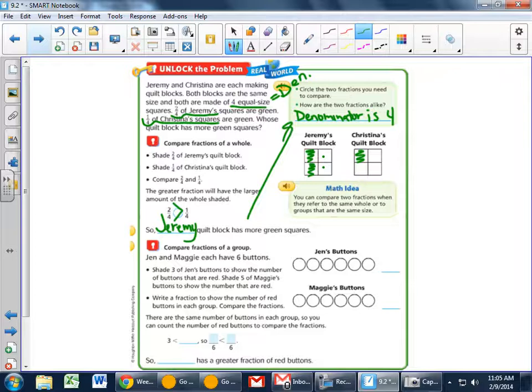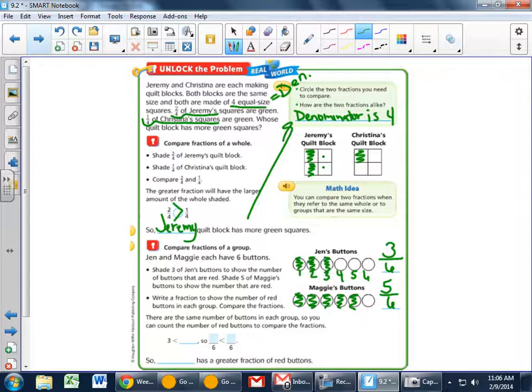Okay? Compare fractions of a group. Jen and Maggie each have 6 buttons. Shade 3 of Jen's buttons to show the number of buttons that are red. Okay? So we're going to shade 3 of Jen's buttons that are red. Shade 5 of Maggie's buttons to show the number that are red. Write a fraction to show the number of red buttons in each group. So looking at Jen's, we have 1, 2, 3, 4, 5, 6 as our denominator, and we colored 3 of them. And if you look at Maggie's, 6 is your denominator, and you colored 5 of them.